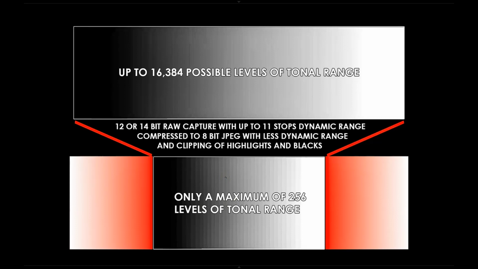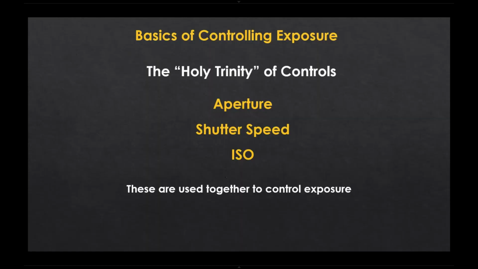So let's now move on and look at what happens when we try and control the exposure with our cameras. And we have what's called the holy trinity of controls: the aperture, the shutter speed, and the ISO sensitivity of the sensor.